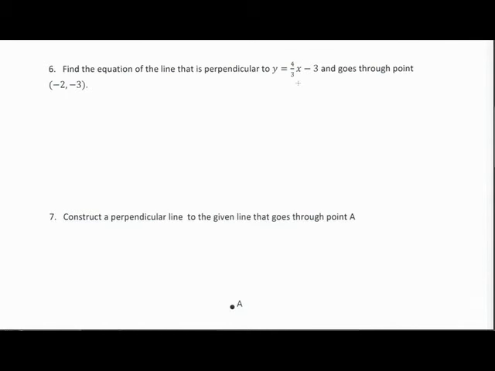Find the equation of the line that is perpendicular to y equals 4/3 x minus 3 and goes through point -2, -3. So first thing we need to look at is that we're dealing with trying to find a perpendicular line. What this means is we're trying to find the line that intersects y equals 4/3 x minus 3, and when it intersects, it gives you a 90-degree angle.